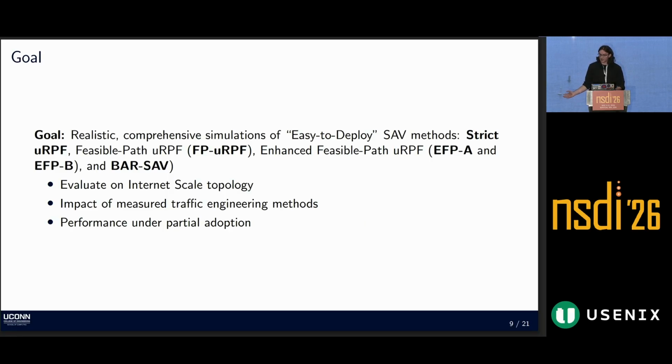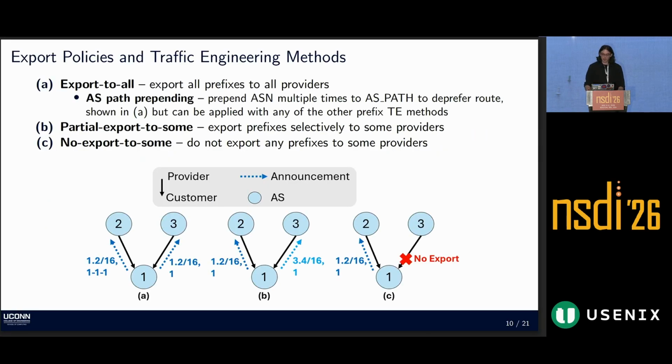Additionally, as we saw in the examples before, the export behavior of the Origin AS has a major impact on policy performance. So in addition to simulations, we performed a measurement of traffic engineering methods performed by ASs on the internet. We used that data to then inform our simulations. The traffic engineering methods we measured are as follows.